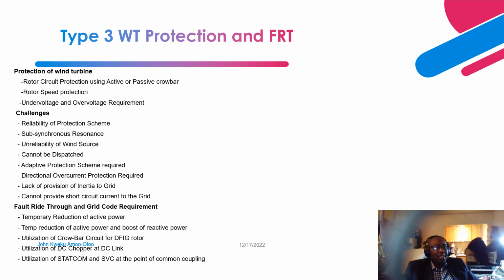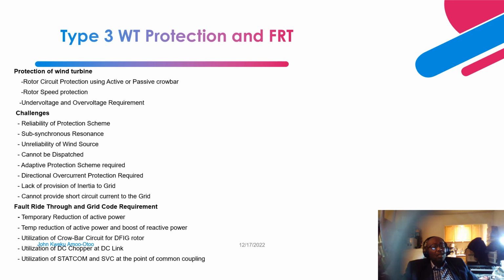Next is the wind source. It's not reliable, and it varies. So as such, it cannot be dispatched, compared to conventional power generation sources, basically gas turbines and nuclear power plants. Those are basically dispatchable. They can be dispatched because you can predict their load.